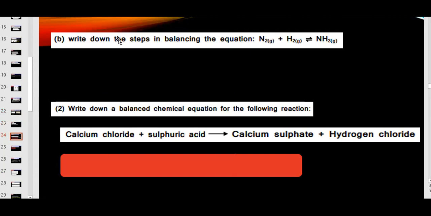Here another question. Write down the steps in balancing the equation. Nitrogen plus hydrogen gives you NH3. We have to write the balancing equation of this. Let us try to write the balancing equation of this. This is nitrogen 2, which is in gaseous form, plus hydrogen is in gaseous form, and you have NH3, which is also in gaseous form.